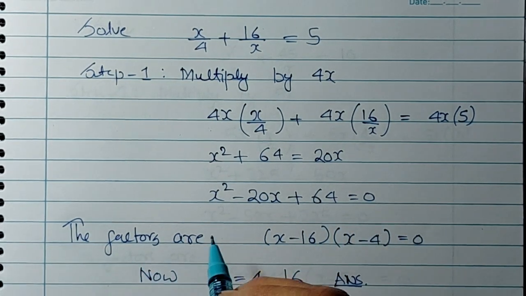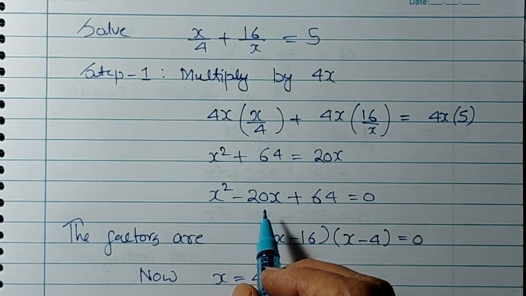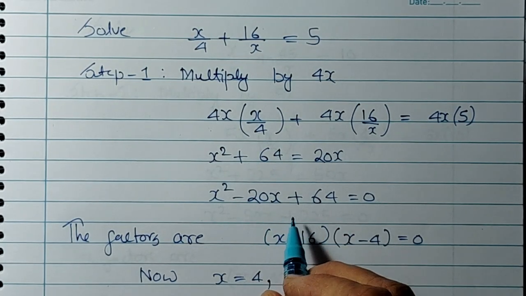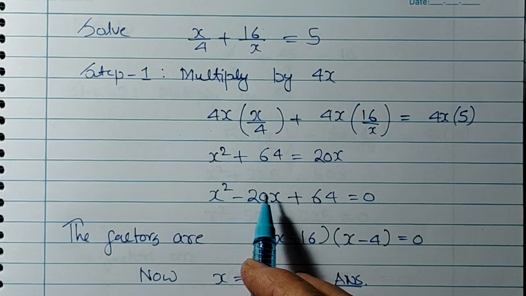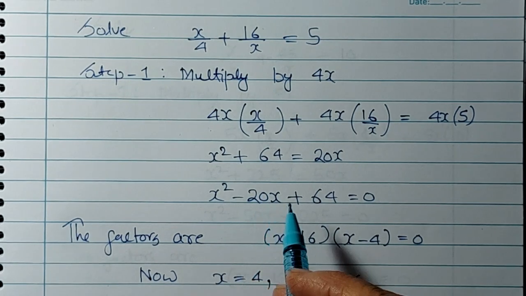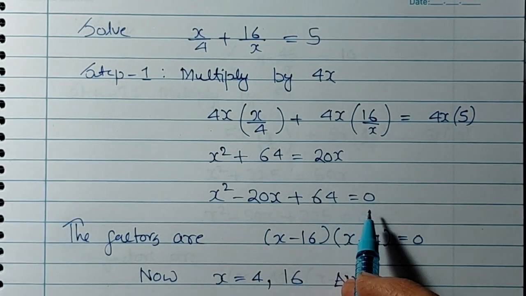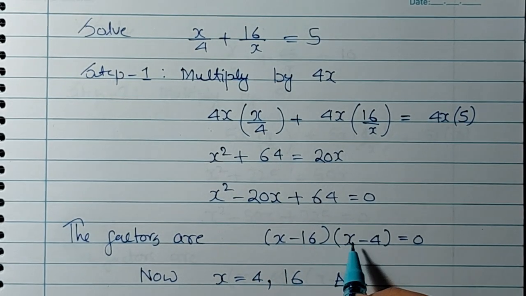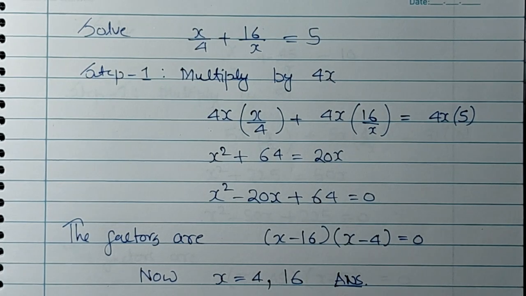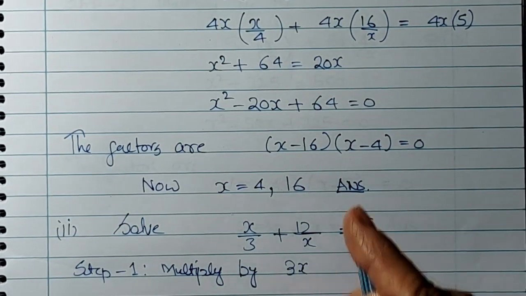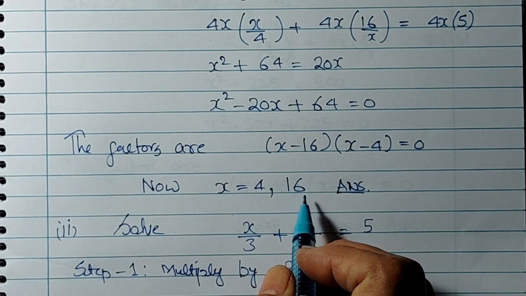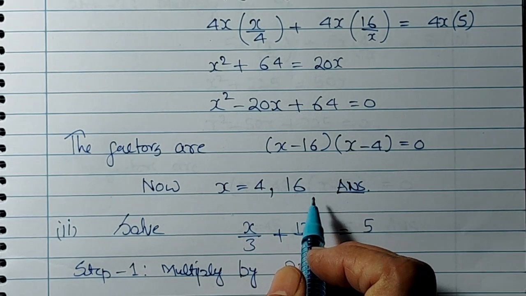Now we will make the factors of this. We will break 20x in such a way that if we add the numbers we get 20 and if we multiply the numbers we get 64. So it is 16 and 4. If we add 16 and 4 we get 20 and if we multiply 16 with 4 we get 64. So the factors are (x - 16)(x - 4). Now x is equal to 4 or x is equal to 16. These are the two values of x we have found.